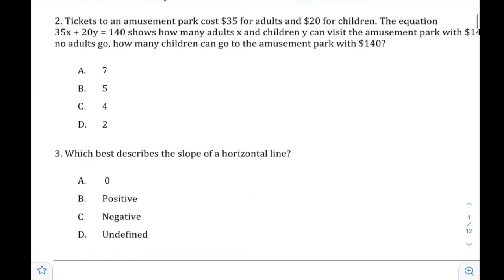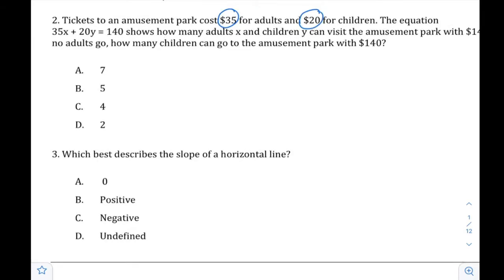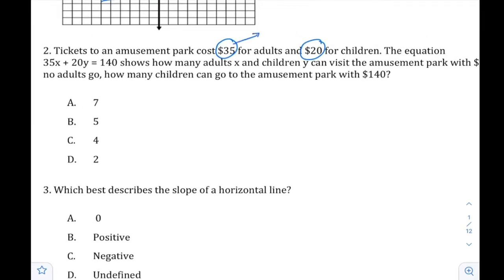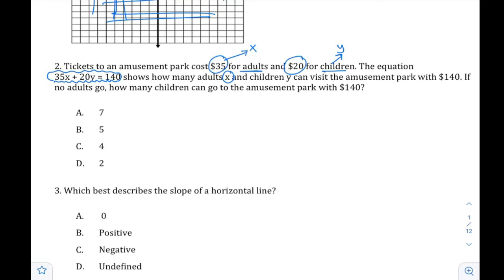Tickets to an amusement park cost $35 for adults and $20 for children. So this is the price for adults and 20 for children. The equation 35x plus 20y equals 140 shows how many adults x, so here this is for x, and children y visit the amusement park with $140.